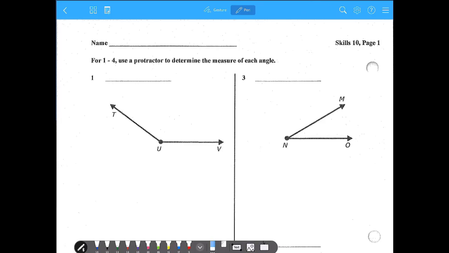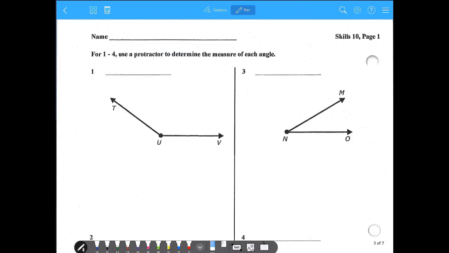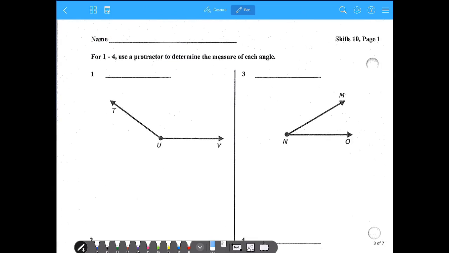So this week in skills, we are learning how to read the protractor again. Okay, so you're going to need to use a protractor that's inside your desk for these next 4 questions. Now I'm going to show you what I want to see labeled in your skills, your part of your strategies.